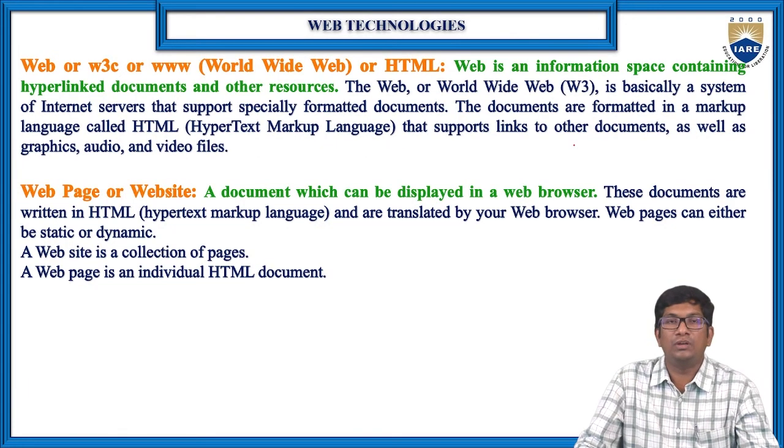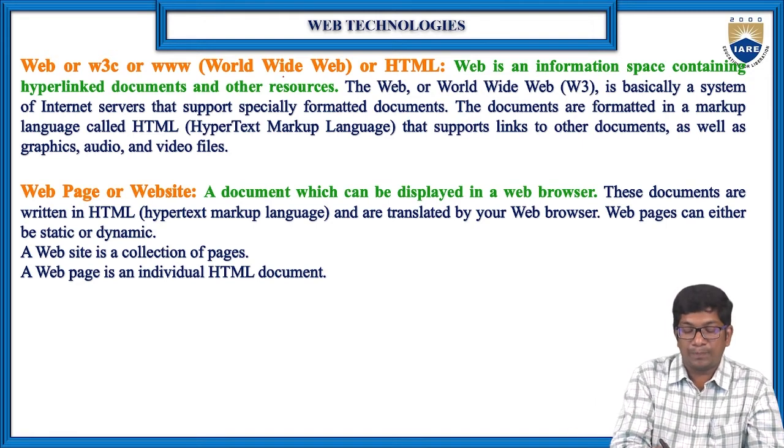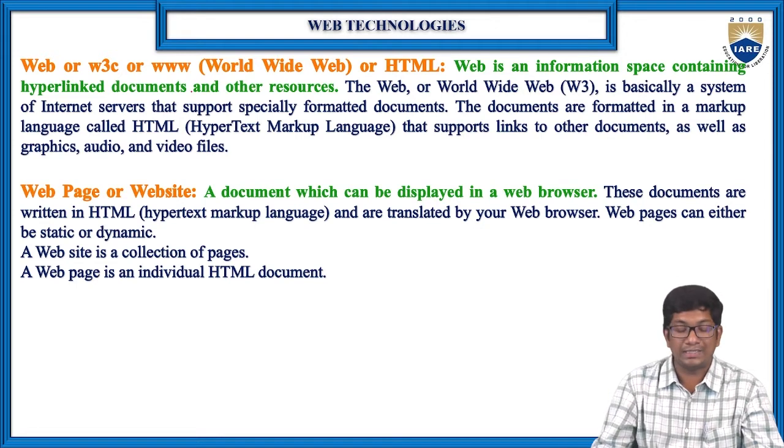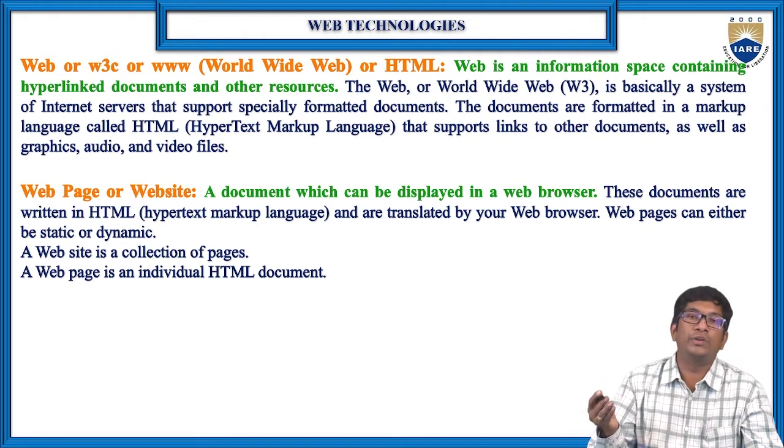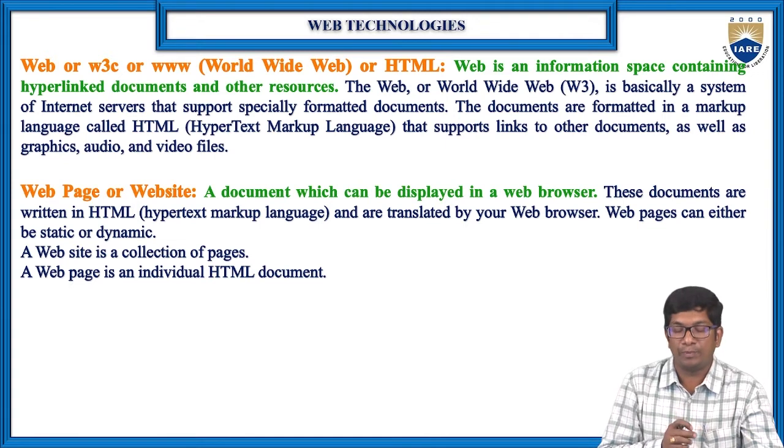Before going to basics of HTML, we have to learn some keywords in web technology. The first one is World Wide Web or Internet. The web is an information space containing hyperlinked documents and other resources. To open any website, first you have to enter www, World Wide Web. To open that particular URL or website, you have to start with www. That is World Wide Web. What does the World Wide Web contain? HTML documents.